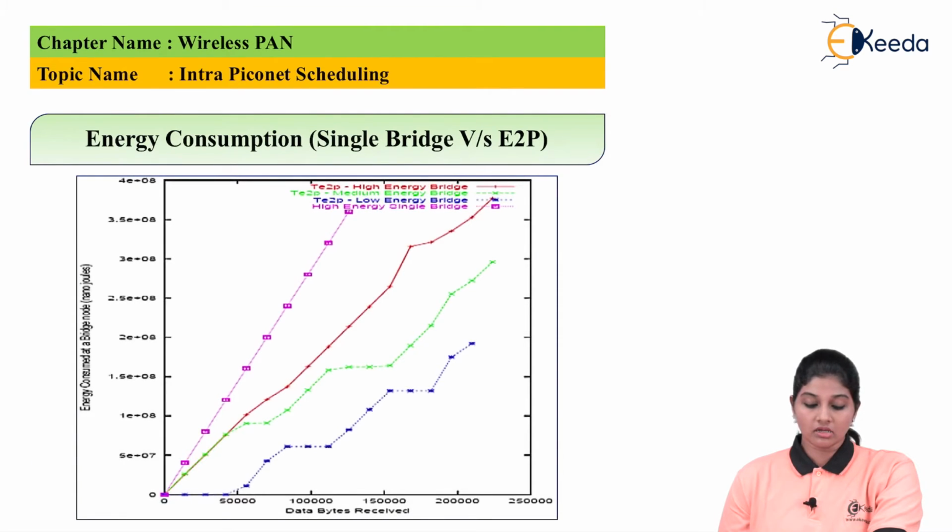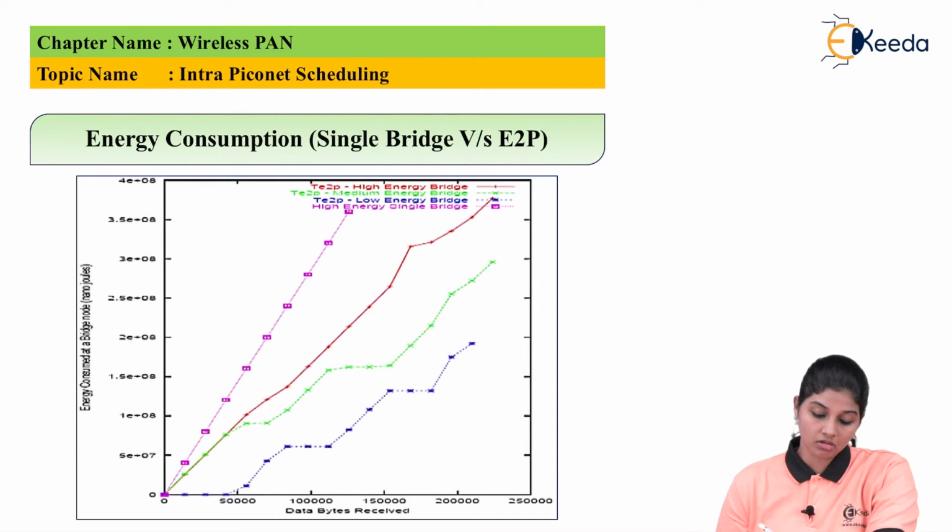So here we can see the graph, or the representation of energy consumption in single bridge versus E2EP. The x-axis consists of data bytes received and the y-axis shows the energy consumed by the bridge node. As the data packets received increase, the energy consumption also increases.